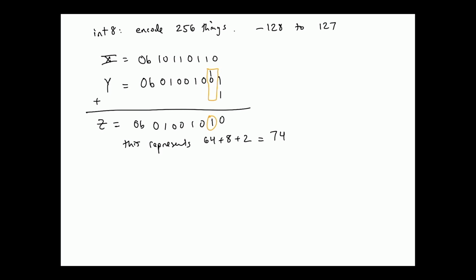Okay, good. So do we buy then that after I do this addition and I get this bit pattern, that bit pattern represents 74? For the positive numbers, everything works exactly the way you think it does, and you don't have to worry about it. Yes? Okay, so if Z represents 74, then X represents minus 74.